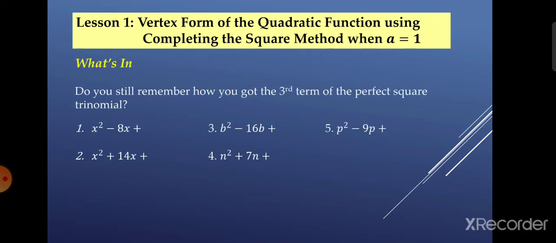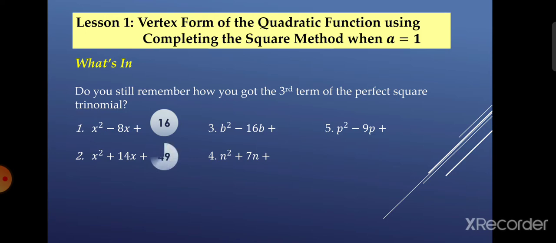So do you still remember how you got the third term of the perfect square trinomial of the five given incomplete quadratic equations? Missing ang third term, no? So let us try. Do we have the same answer for number 1? Nganong 16 na siya? Okay, later we will discuss.